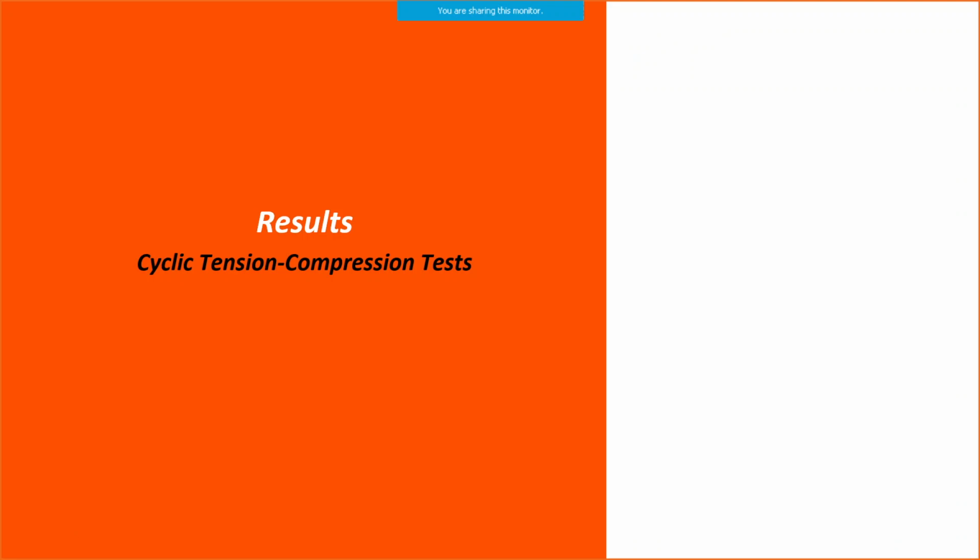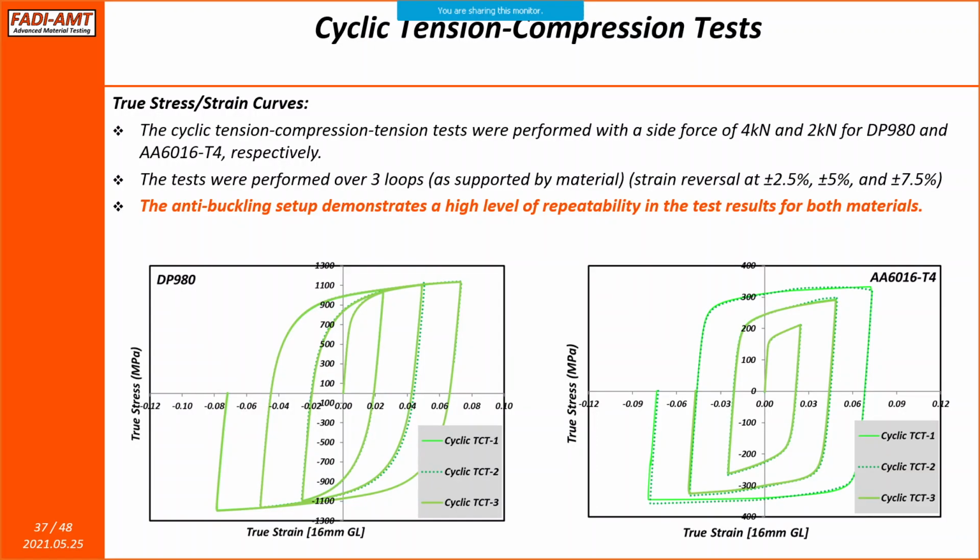The next results are for cyclic tension compression tests. The tension compression tests were again done at the same side force of 4 kN and 2 kN, and we went really aggressive on it, and we did 3 loops at a strain reversal of 2.5, 5 and 7.5%. You can see the anti-buckling setup demonstrates a really high level of repeatability in the test results for both the materials. The results are really on top of each other for the first loop, and from the second and the third loop you do see some variation. But that is because of the inhomogeneity in the specimens and the strain accumulation in the specimen, which is really straining and accumulating over the cycles.